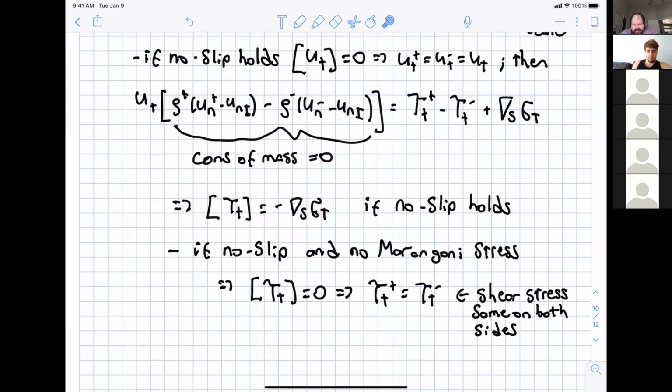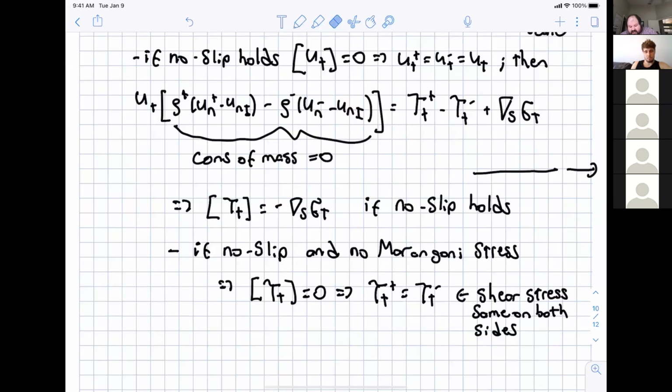So then basically what's left is this jump here in the shear stress on the surface and the Marangoni stress. And so if no slip holds, we can argue then that the jump in the shear stress is equal to the negative of the Marangoni stress. And so this is why these weird surface tension gradients can actually drive flows: on the surface, if you have higher surface tension over here than say you do over here, that basically means there's going to be a jump in the shear stress across the surface, and that's actually going to drive a weird flow, either on the gas phase side or the liquid side.